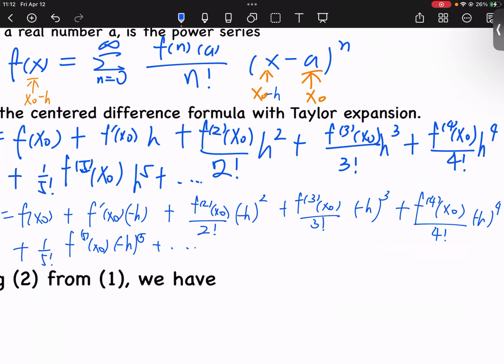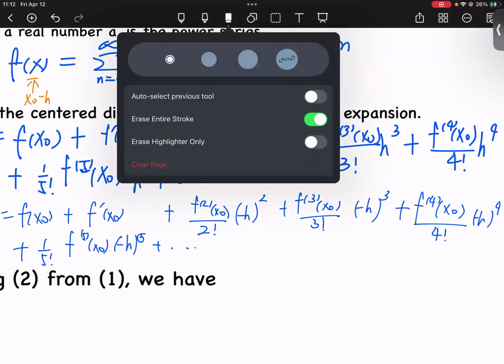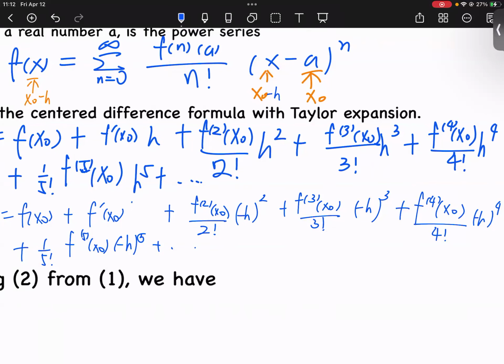And if you take a look here, this is negative h squared, and it equals h squared. And I just put the negative sign in front, and then I will get a minus f prime x0 times h. And this is just minus h cubed. And then this is just h to the order 4. This is minus h to the 5. So I'm going to change the expressions a little bit. This is just the same as h. And then doing the subtraction.